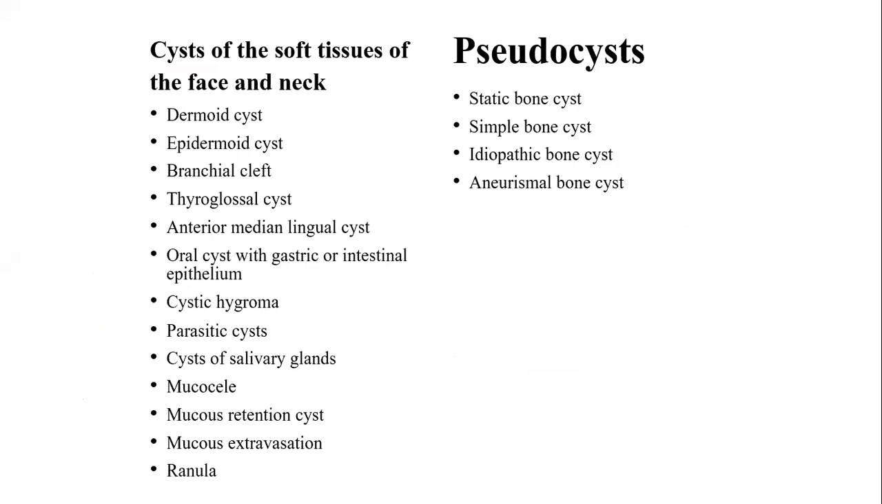Then cysts of the soft tissues of face and neck: the dermoid cyst, epidermoid cyst, branchial cleft cyst, thyroglossal cyst, anterior median lingual cyst, oral cyst with gastric or intestinal epithelium, cystic hygroma, parasitic cyst, cyst of salivary glands, mucocele, mucus retention cyst, mucus extravasation cyst, ranula. Pseudocysts are static bone cyst, simple bone cyst, idiopathic bone cyst, aneurysmal bone cyst.